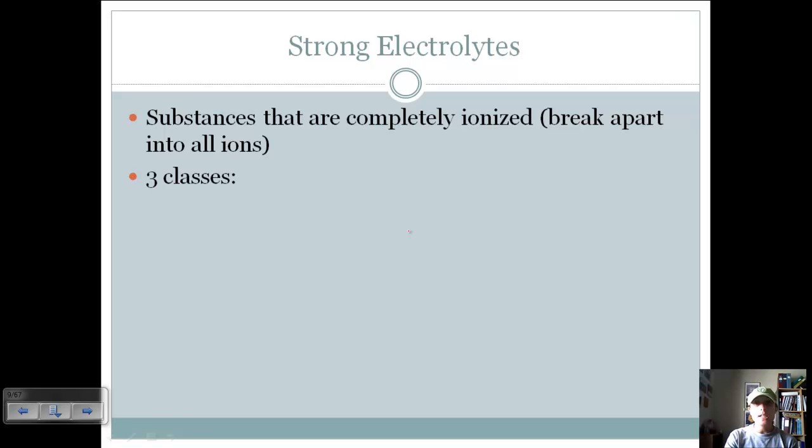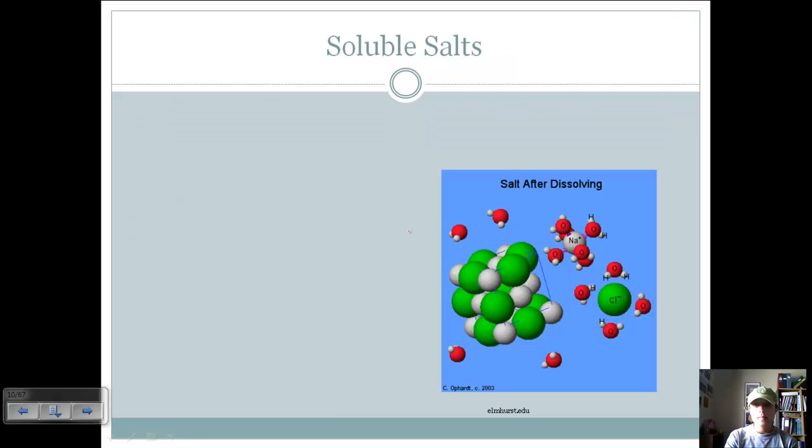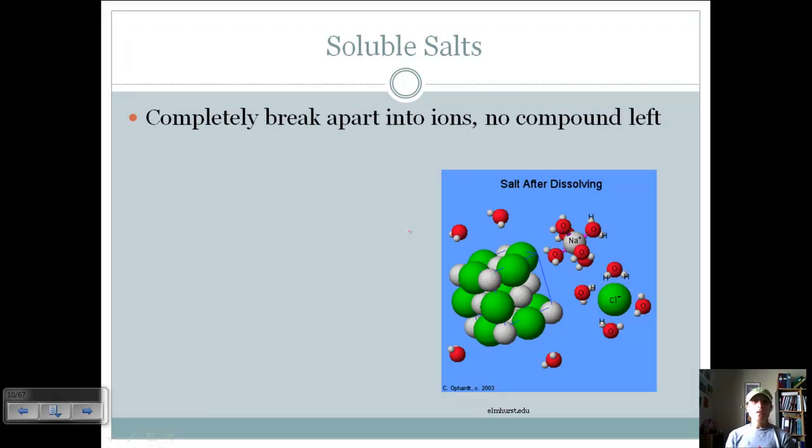So we can break strong electrolytes up into three classes: soluble salts, NaCl will be one of those, strong acids, or strong bases. So let's look at soluble salts. Soluble salts completely break apart into their ions, because we know that has to happen in order to be really good at conducting electricity. So salt is an example of this.